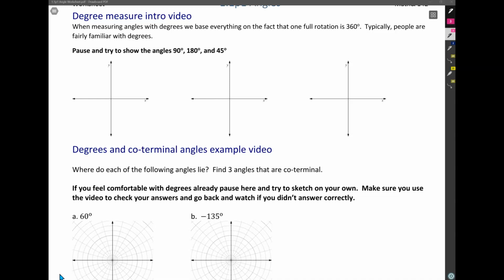I don't want you to have a labeled circle sitting there for you to figure out where these angles are. You want to try and get to the point where it's just semi-easy for you to visualize where your terminal side is given an angle.